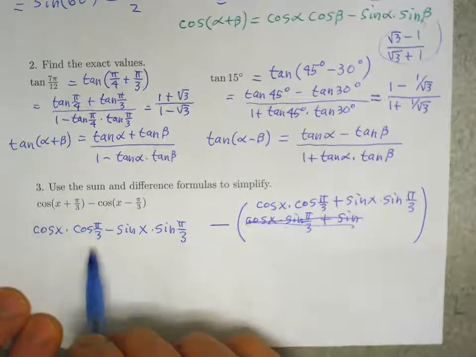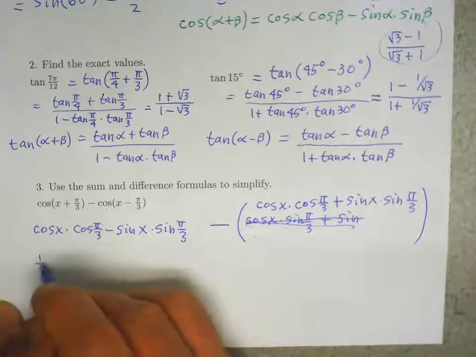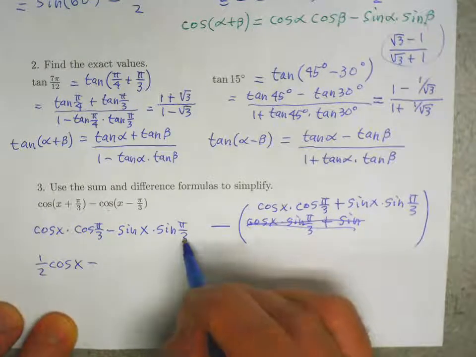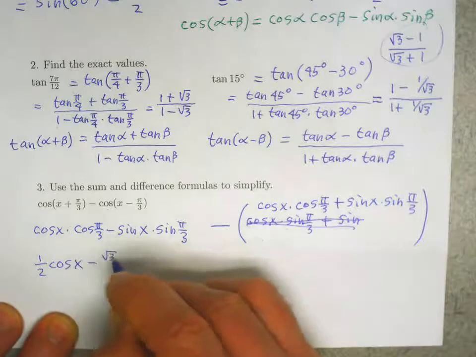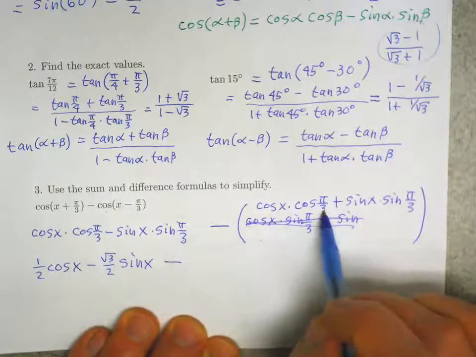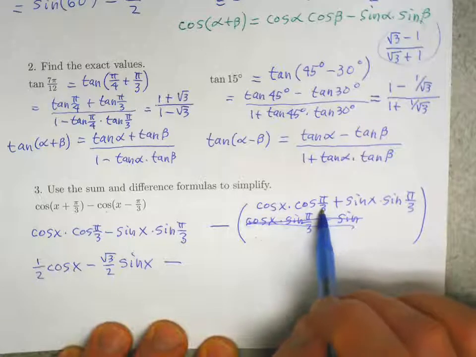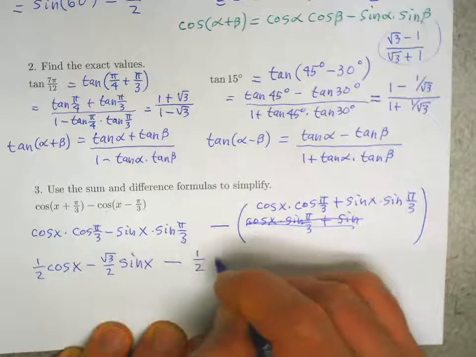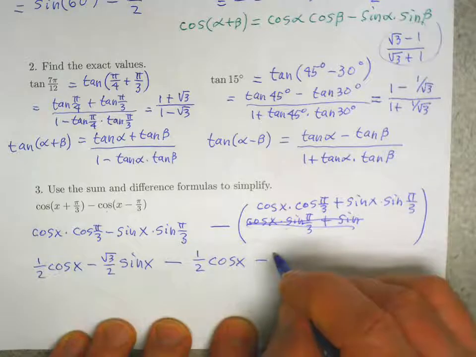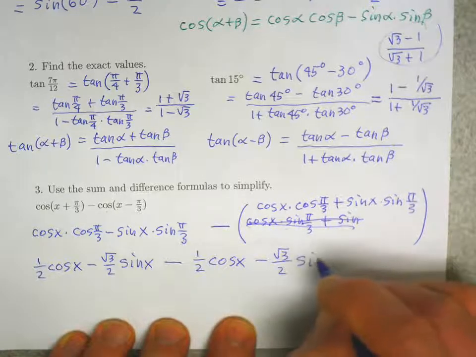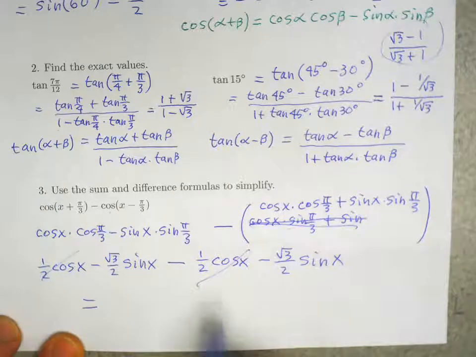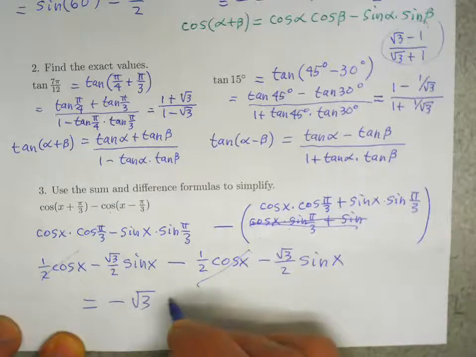So we're running out of time. Cosine of pi over 3 is 1/2, so we get 1/2 cosine of x. And minus, since the sine of pi over 3 is the square root of 3 over 2, we get minus the square root of 3 over 2 sine of x. And then we're going to subtract this quantity. Cosine of pi over 3 is 1/2, so we're subtracting 1/2 times cosine of x. And we're also subtracting the square root of 3 over 2 times the sine of x. So these two add up to 0, and we end up with a total of negative square root of 3 sine of x.